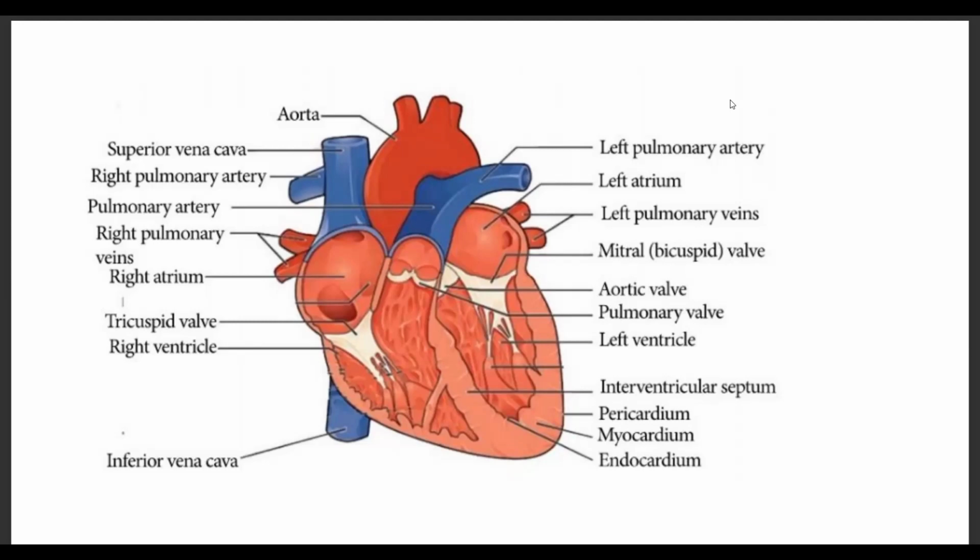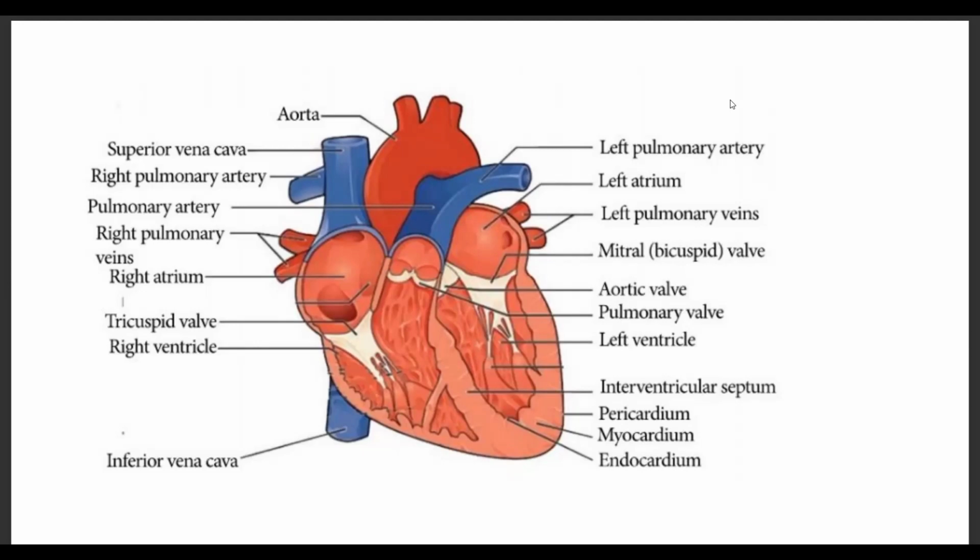There are conical shaped papillary muscles which are extensions of the inner wall of the ventricle. AV valves are connected to papillary muscles by fibrous cords called chordae tendineae. Next point. AV valves are anchored by strong fibers. It prevents the valve from being turned inside out.